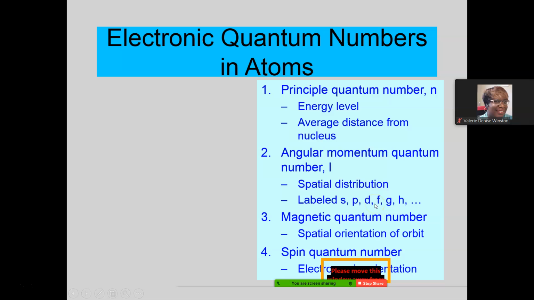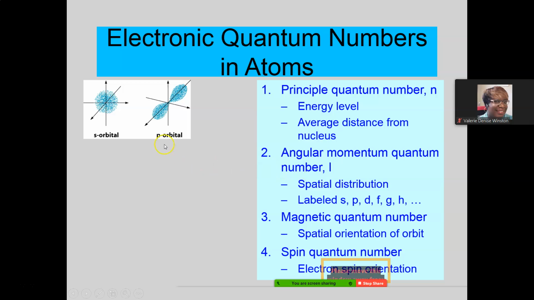Now, I'll show you a picture of what they, well, let's see, maybe we got it now. Okay, here is an S orbital for angular quantum momentum number S. This is a P orbital. The S orbital, there's only one of them per N.